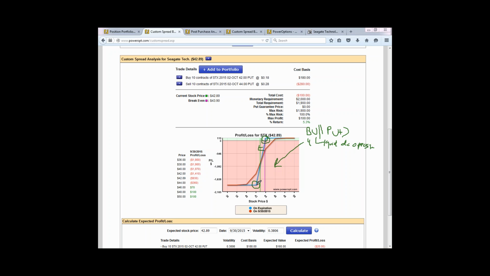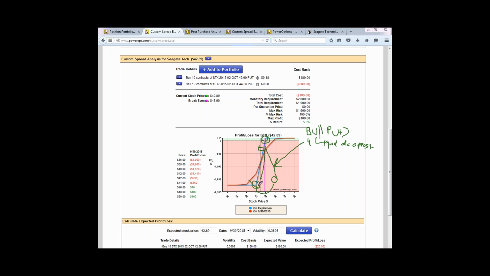How about I sell to close my 42 put and roll it and buy to open a 46? Your broker would just count that as a roll. So you're essentially just paying the roll commission instead of buying to close one and selling to open the other. You usually get a discount at that. But what am I doing here? I'm swinging my profit leg from there to there.